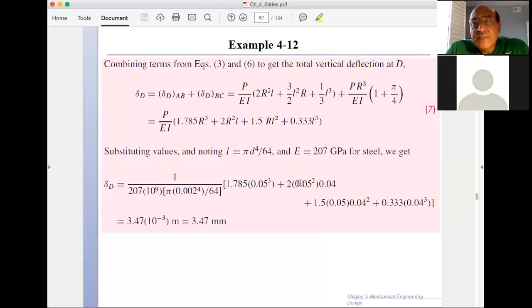We only have the delta due to AB and the delta due to BC, and adding up, we can get the final result. So that's the example that I wanted to cover, because it has some relationship to the homework assignments, and also a lot of times we have this on exams and so forth.